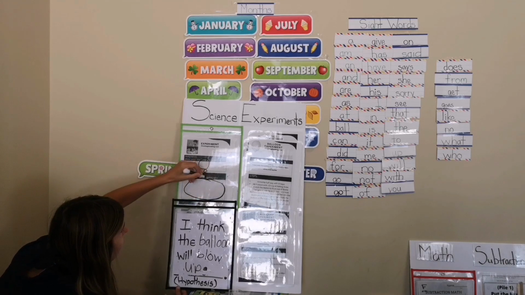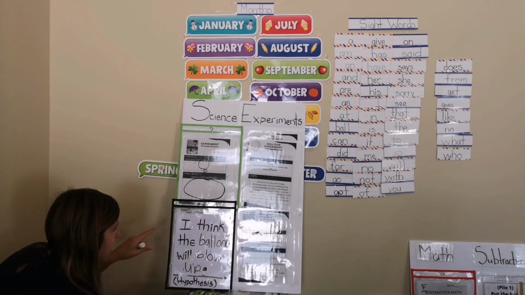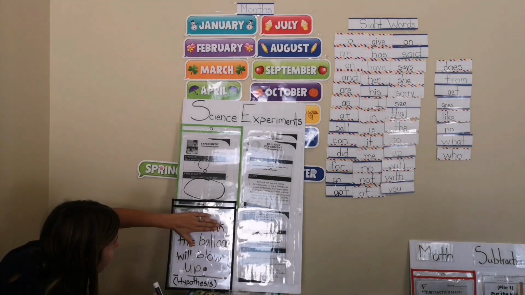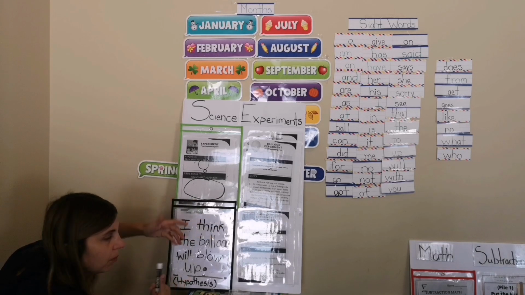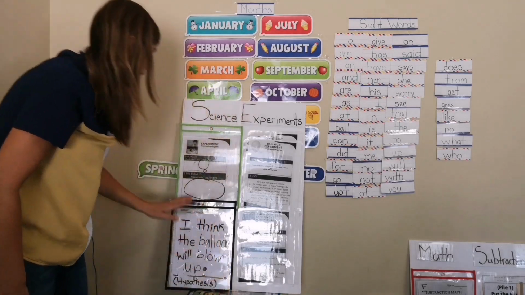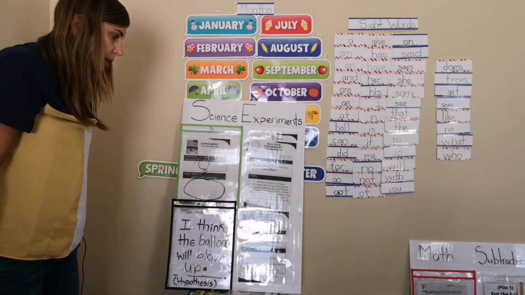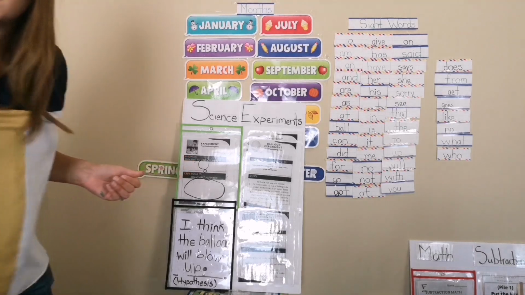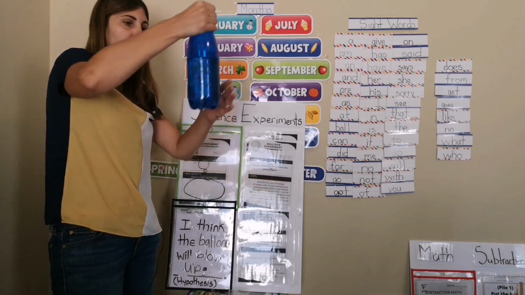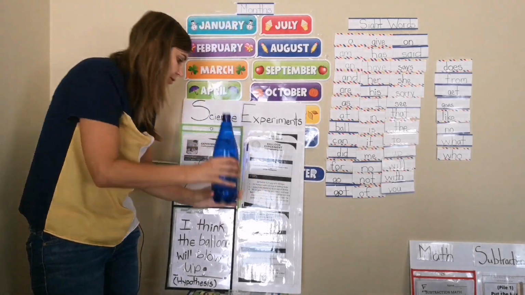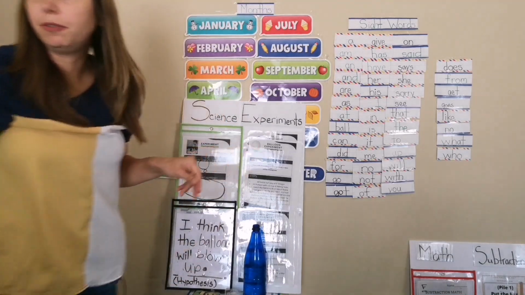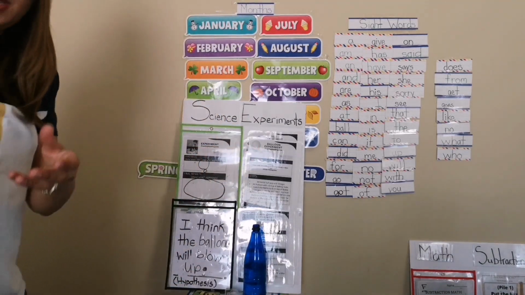Then you draw or write what actually happened. So when you write what actually happened, you don't need I think. Just write the balloon and what happened to the balloon. Okay. So I drew the balloon blowing up. Let's see what happens. I've got my bottle. It says fill a bottle halfway with vinegar. Filled it with vinegar. And then it says fill a balloon 3/4 with baking soda.